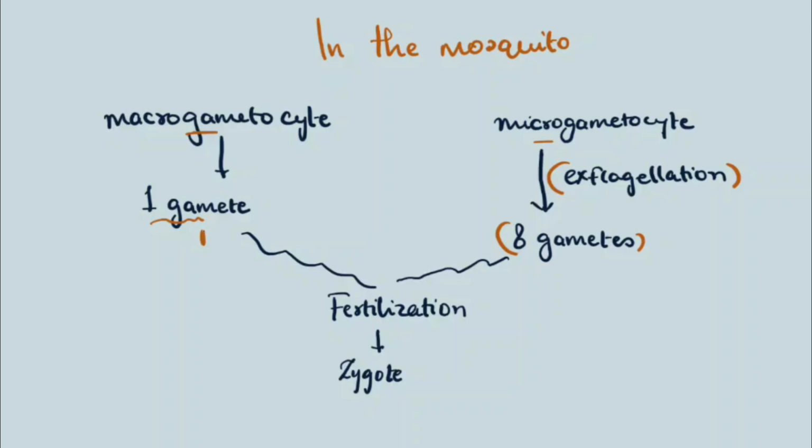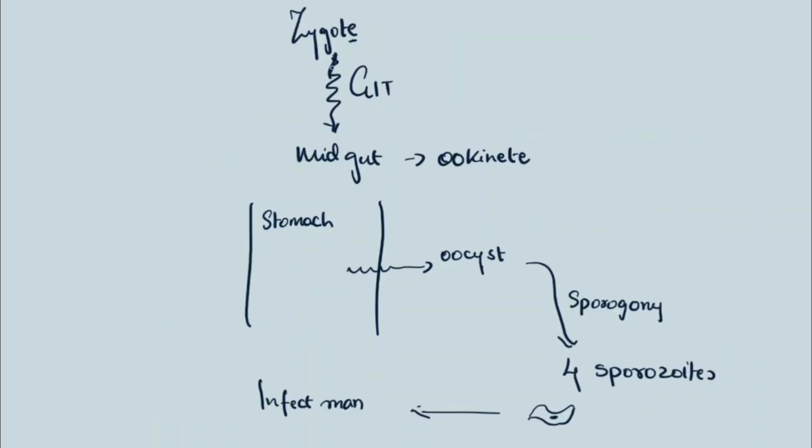Now if we take one female gamete and one male gamete and we combine them, we have fertilization and then the formation of zygote. Now this zygote is moving down the GIT of the mosquito, and we finally reach the midgut of the mosquito. Here in the midgut, we have the formation of ookinetes. A zygote is converted into something called an ookinete, and this is occurring in the midgut.